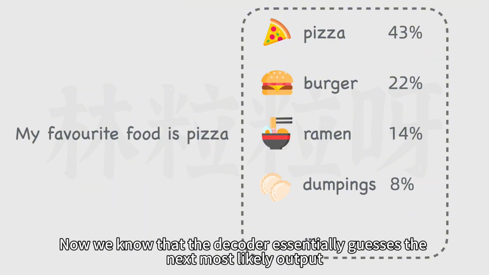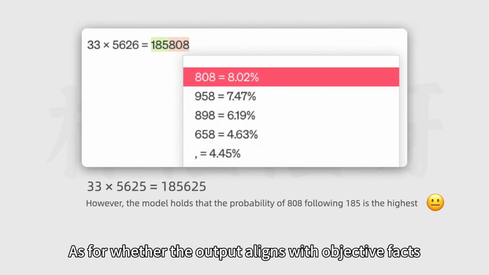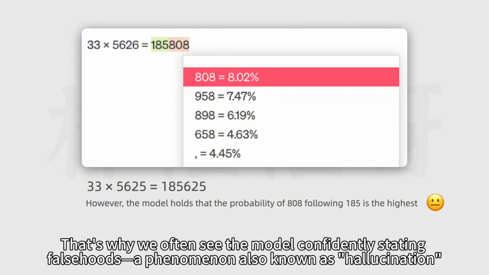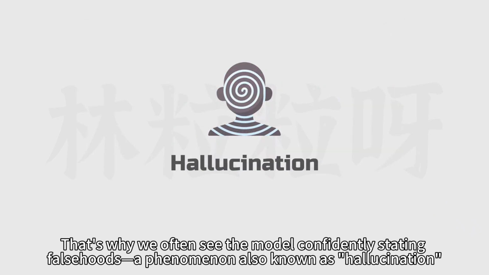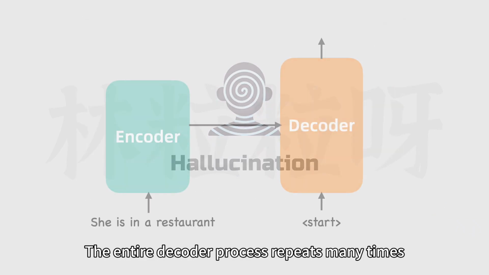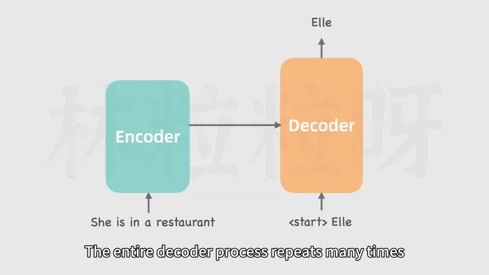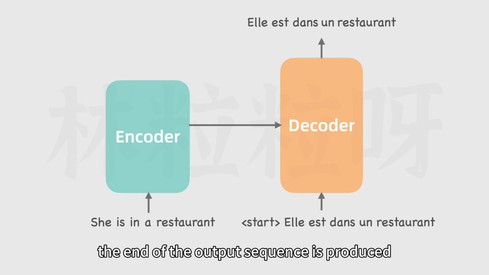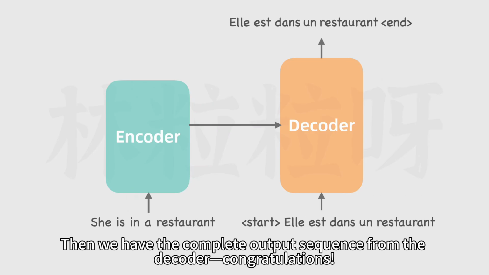Now we know that the decoder essentially guesses the next most likely output. As for whether the output aligns with objective facts, the model has no way of knowing. That is why we often see the model confidently stating falsehoods, a phenomenon also known as hallucination. The entire decoder process repeats many times, with new tokens continuously generated until a special token indicating the end of the output sequence is produced. Then we have the complete output sequence from the decoder.